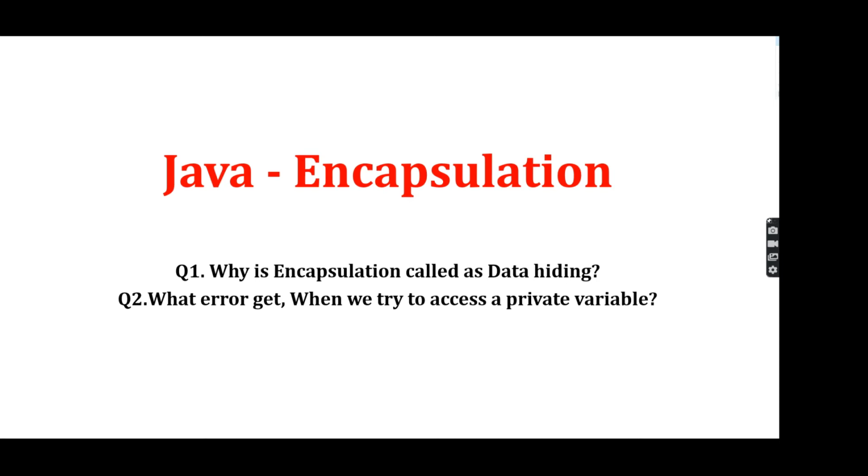In this concept, we are going to discuss two different questions. The first question is, why is encapsulation called data hiding? The second question is, when you are trying to access a private variable, what is the error you are getting? These are the two questions we are going to get answers for in this session.